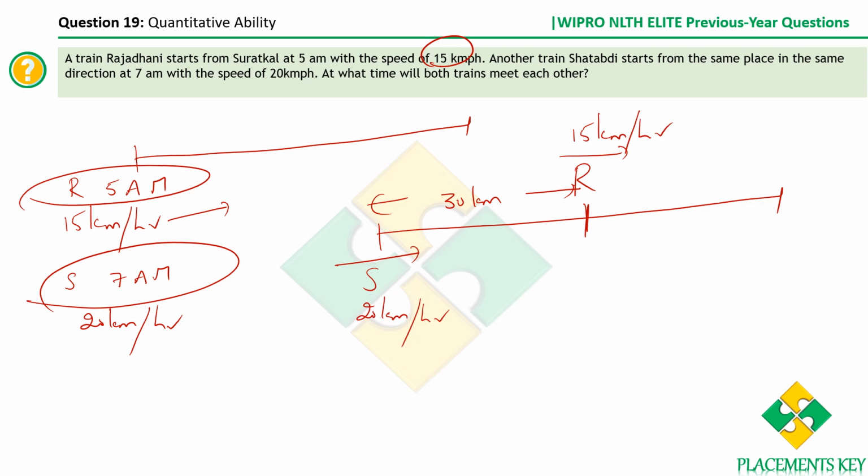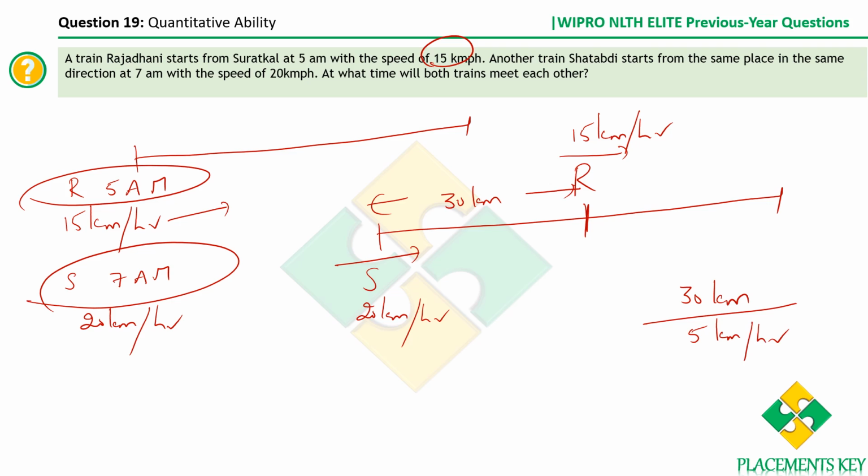It's a very standard format, right? Two objects are traveling in the same direction. Therefore, when do they meet? The distance between them is 30 kilometers, divided by the relative speed. What is relative speed? When two objects are traveling in the same direction, the relative speed is a subtraction of the speeds. So what is 20 minus 15? It is 5 kilometers per hour.